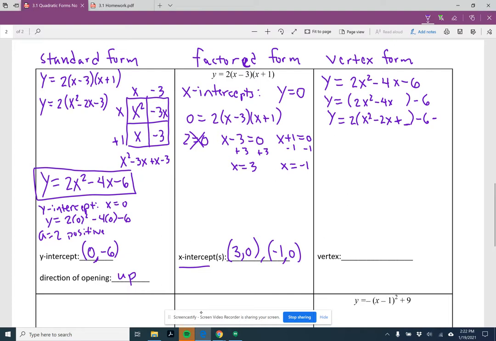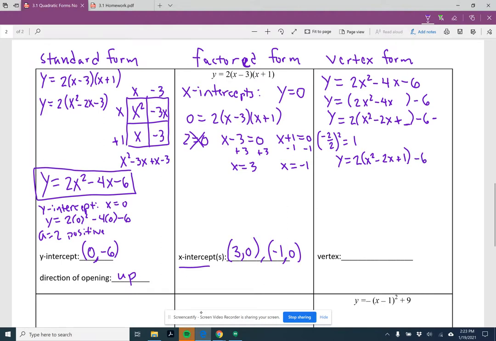So what do we add to complete the square? We take the coefficient of x, chop it in half, and square it. That's negative 1 squared, which is 1. So we're going to add 1 to make what's inside these parentheses a perfect square trinomial.